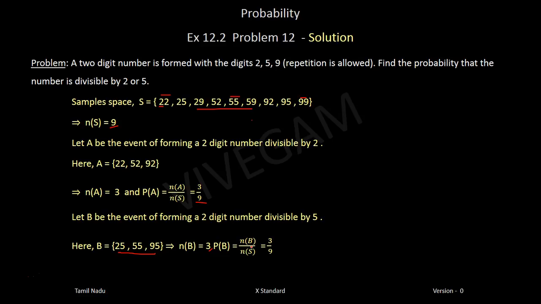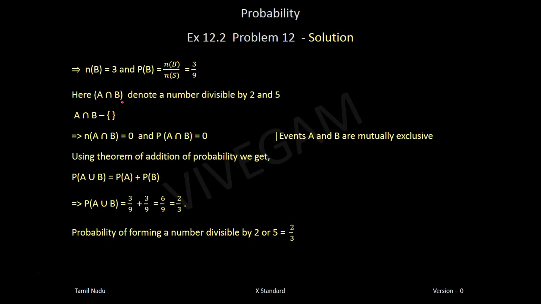Now we need to find a number which is divisible by 2 as well as by 5. So it has to be in A and B. Let's pick up the set A. This list is divisible by 2, so all we need to check is which number is divisible by 5 and pick it up for A intersection B. Is this number divisible by 5? No. Number 52? No. 92? No. So A intersection B is a null set. There is no element among the 9 numbers. None of them is divisible by both 2 and 5.